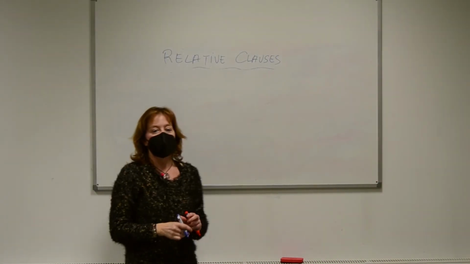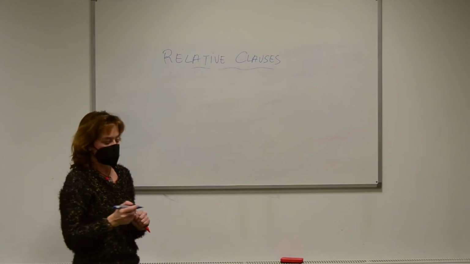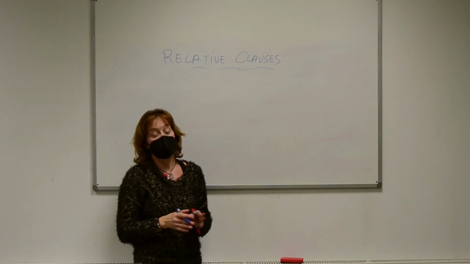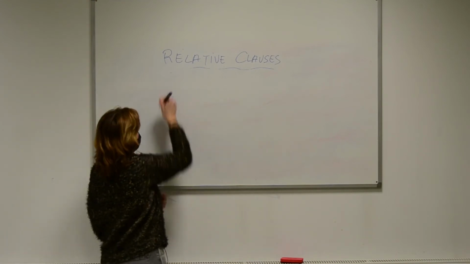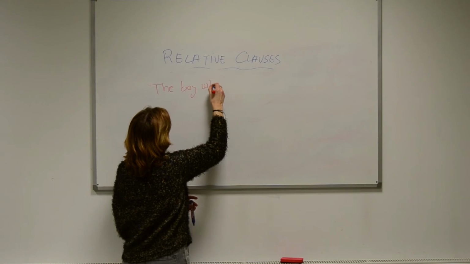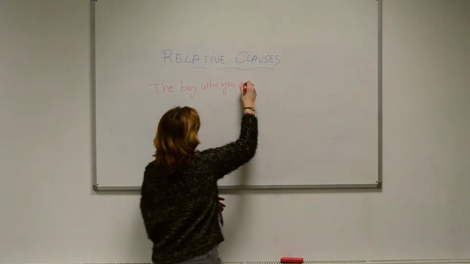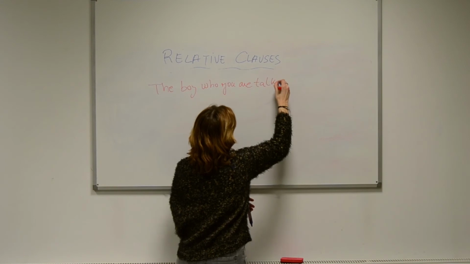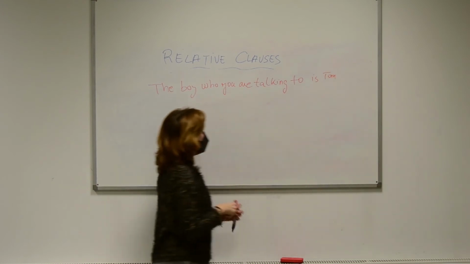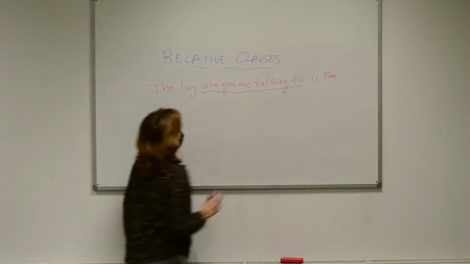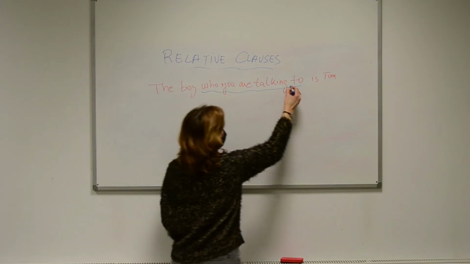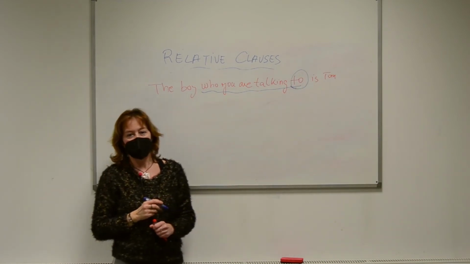Well, finally, we are going to explain relative clauses with prepositions. When we have a preposition in a relative clause, the preposition is usually placed at the end of the relative clause. For example, the boy... Which one is the relative clause? This one. The boy who you are talking to is Tom. In this case, the preposition is usually placed at the end of the relative clause.